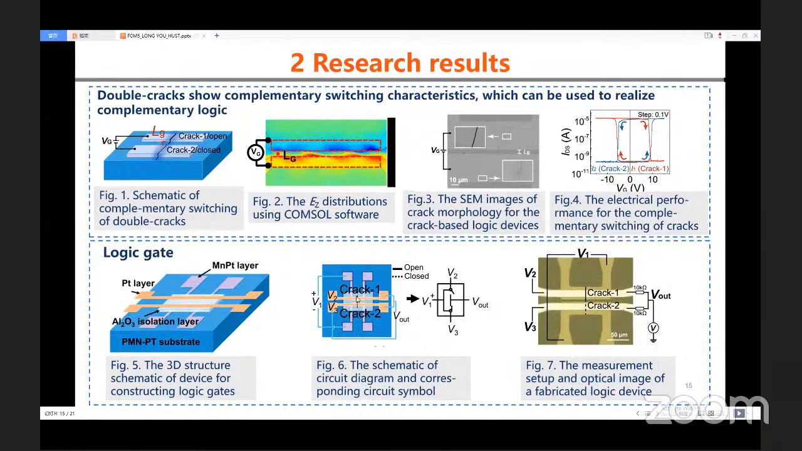This is the top view of the circuit. V1 is applied on the bottom electrode to control the crack switching. When V1 is positive, crack 1 is open and crack 2 is closed. Thus, Vout will be connected to the V3 electrode. On the contrary, when V1 is negative, crack 1 is closed and crack 2 is open. Vout is connected to the V2 electrode. This is one fabricated device.